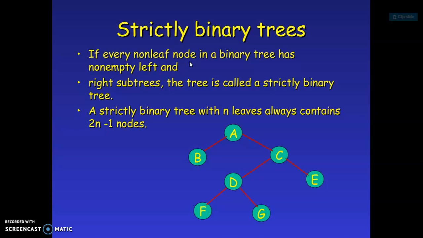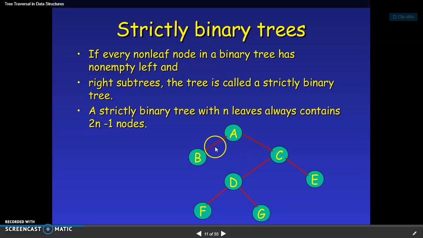So here, check this. A has a left node, that is B, and A also has a right node, that is C. C has left node D, and C has right node E. At the same time, D has left node F and D has right node G. All the non-leaf nodes, that is A, D, C, these three nodes, have a left node and right node, that is, both left subtree and right subtree.